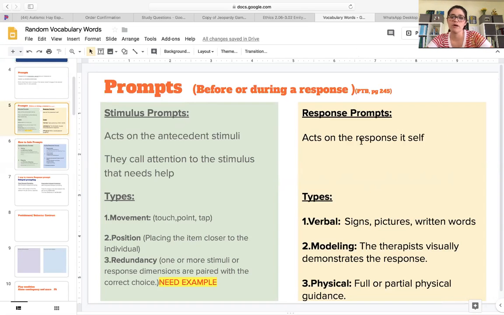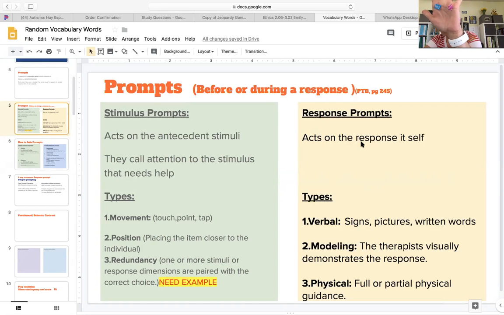Okay, so the modeling. Modeling is when the therapist visually demonstrates the response. And the last one is physical. Full or partial physical guidance, okay? So let's do this one.